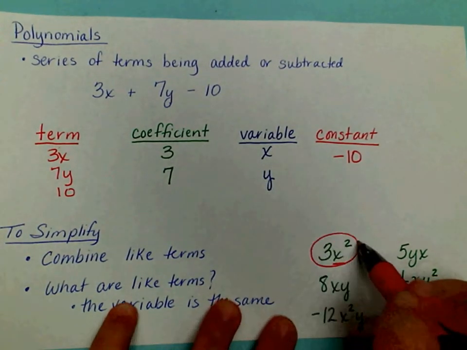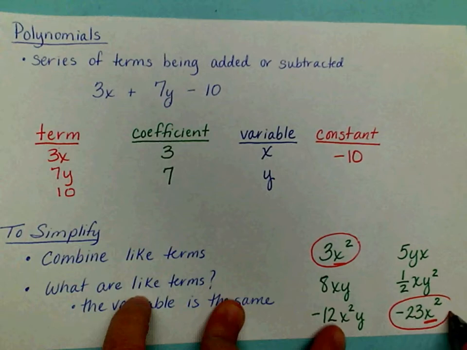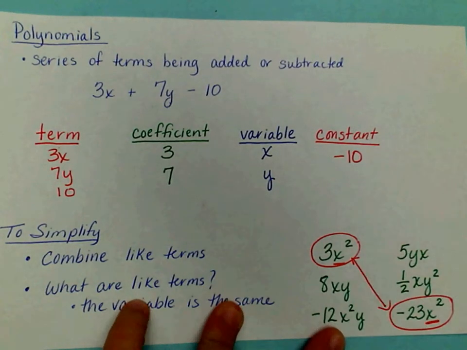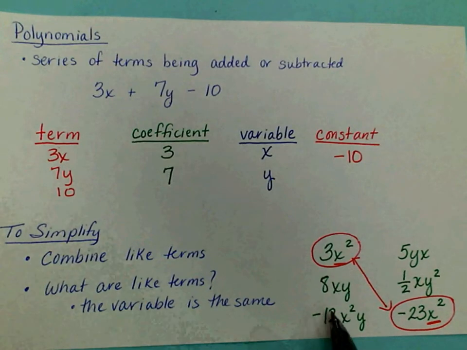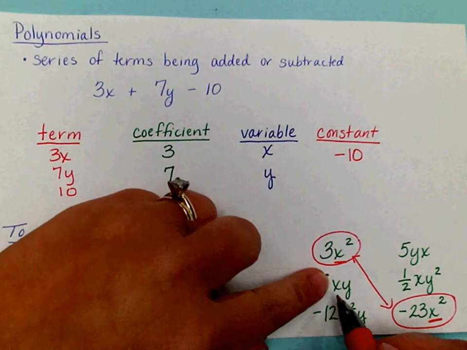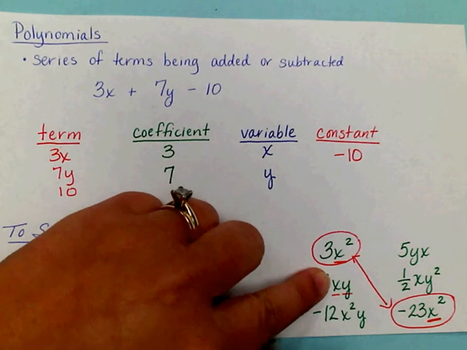So 3x squared and negative 23x squared are, in fact, like terms. Okay. Second term we have in here is the 8 times x times y. So we're looking for an x to the first power, y to the first power.